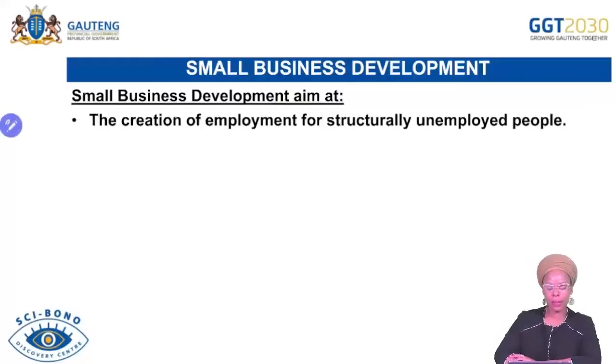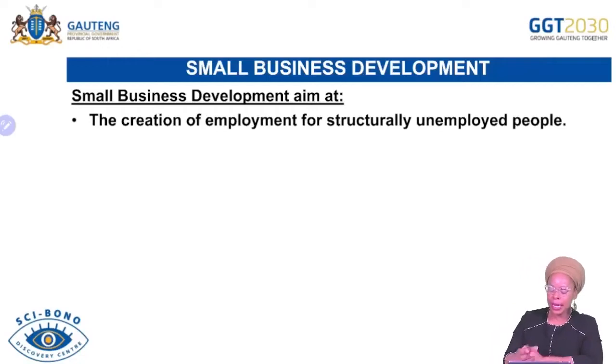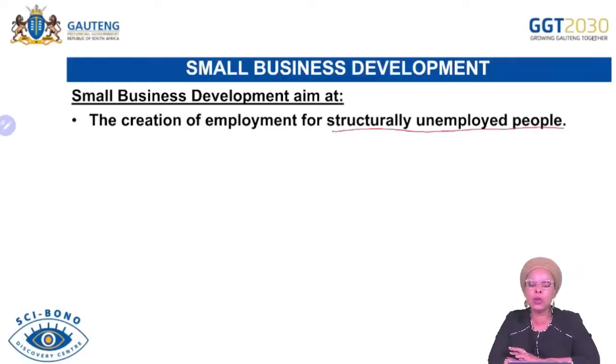Okay, let's look at the small business development in South Africa. We have aims for the small business development. Number one, obviously, it will be to create employment, especially for structurally unemployed people. There are people who are unemployed because of the change in technology which took place where they were employed. So they can get the opportunity to get employed in small businesses. That is why small businesses should be developed in South Africa.